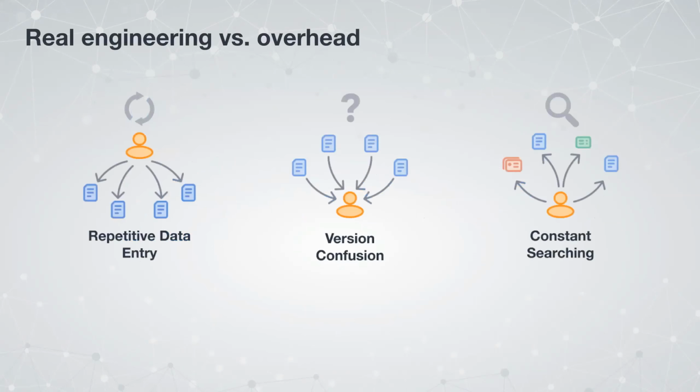And ideally, we would like to have less overhead and focus more on the novel engineering work by avoiding repetitive data entry and preventing version confusion, and maybe spending less time on constant searching of the data available. And these may not add up to the most efficient way for systems engineers to spend their time. They would rather do real engineering. They would rather contribute in more novel ways to the project.